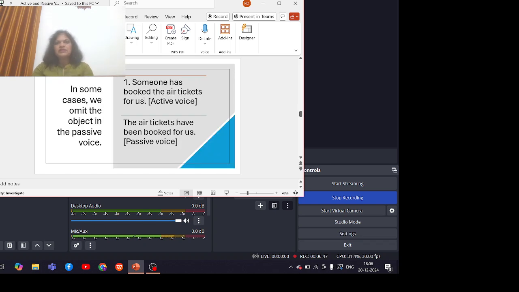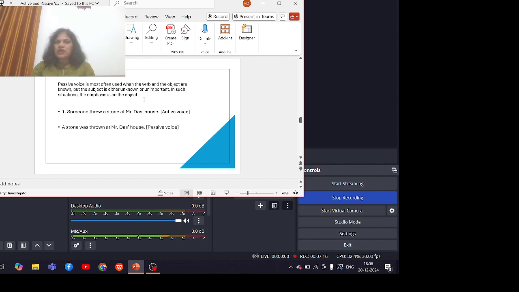Now look at this sentence. In some cases, we omit the object in the passive voice. Like, someone has booked the air tickets for us. Someone means some person is there, but it is not required to mention sometimes. So you can omit it also. Someone has booked the air tickets for us. The air tickets have been booked for us. So no need to write someone here because you can omit it.